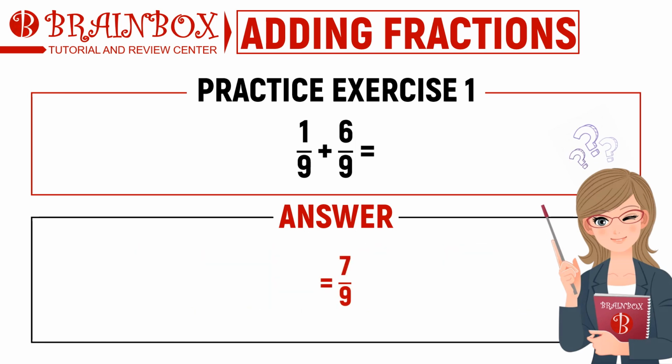Time is up. The correct answer is 7/9. In our first exercise, since we are given similar fractions, we simply add the numerators and retain the common denominator.